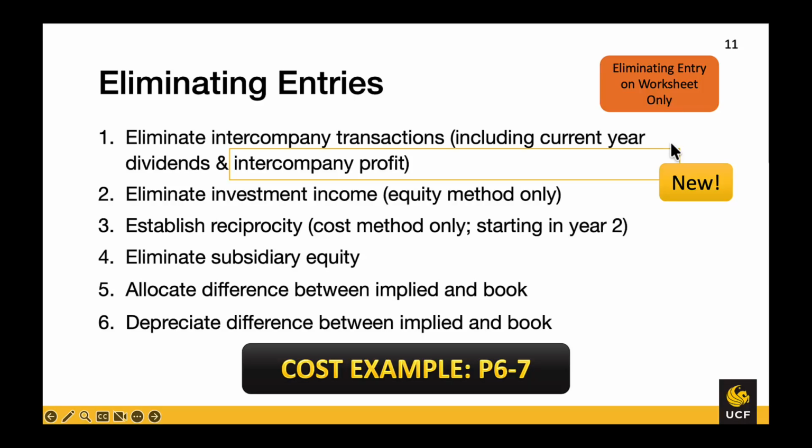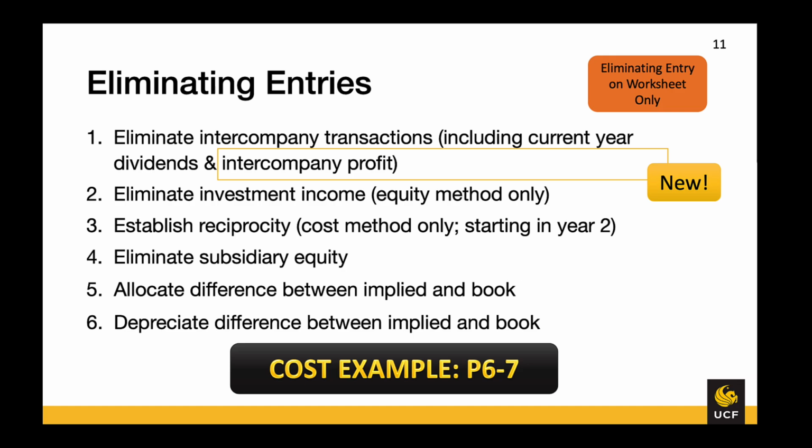In this video, we're going to go over an example using two different methods, the cost method followed by the equity method. And we're going to add in the new intercompany profit eliminating entries that we've just learned to our list of eliminating entries that we've already been working on. In this example, just to make our lives a little bit easier, there actually will not be any entries related to number 5 and number 6 on this list, but everything else we are going to see in this example.